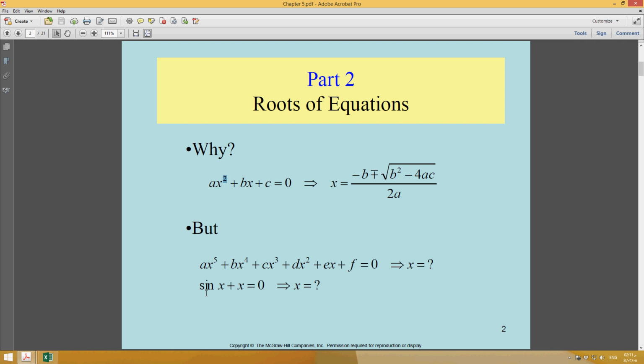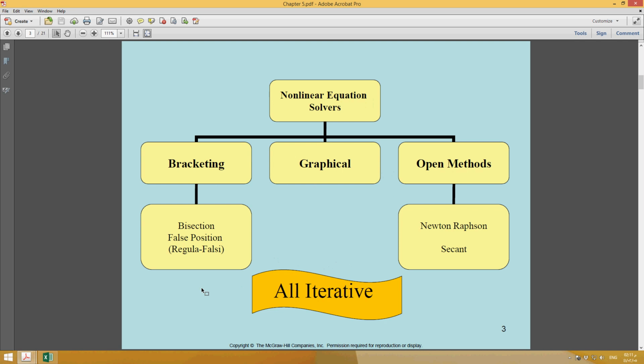Okay, so these are the different methods that we will study. For example, in chapter 5 of this book, we are going to study the graphical and bracketing methods. The first part would be the graphical method, and then in the bracketing methods we will be studying two different types: number one, the bisection method, and number two, the false position method. It is also known as regula falsi.